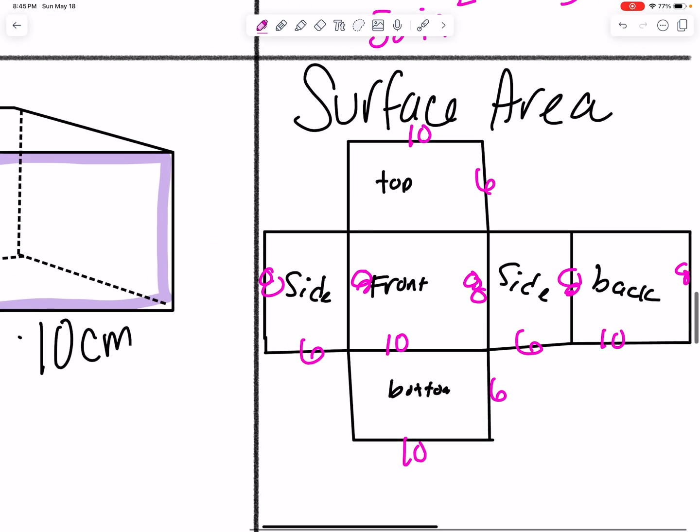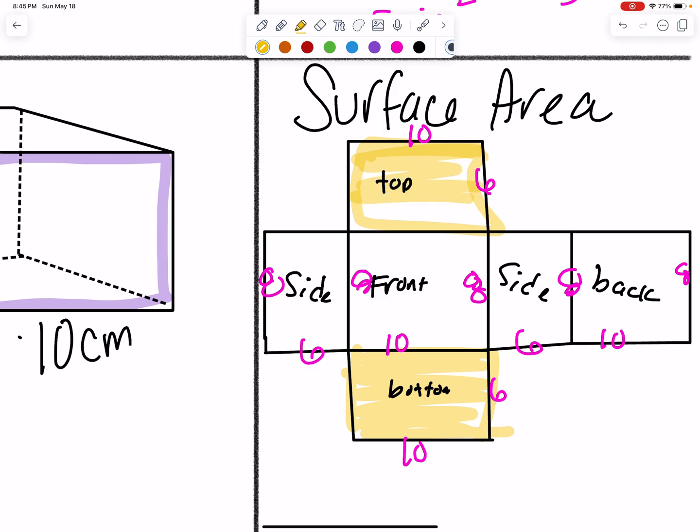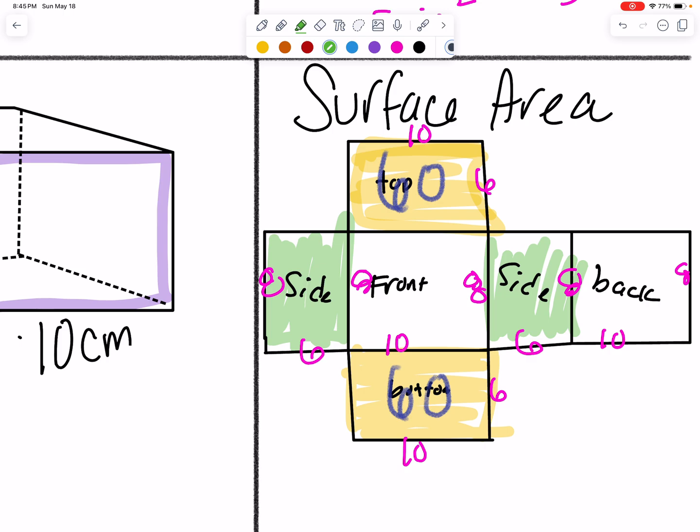Same thing. Okay. So now we're going to do each one individually. This is a 10 by 6 and this is a 10 by 6. Those are the same, which would give me 60. 10 times 6 for the area, okay? And then the sides, this is an 8 by 6. So if you kind of think about it, the top and the bottom are the same, and I'm going to show you guys how to do this in a second. And the sides and sides are the same, and the back and the front are the same. So 8 by 6 is 48.